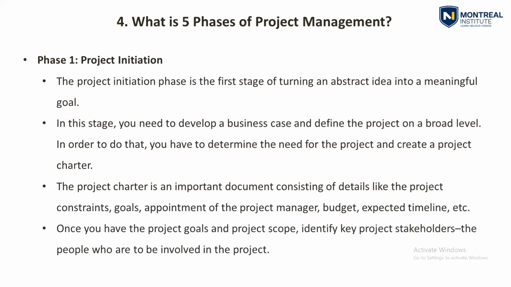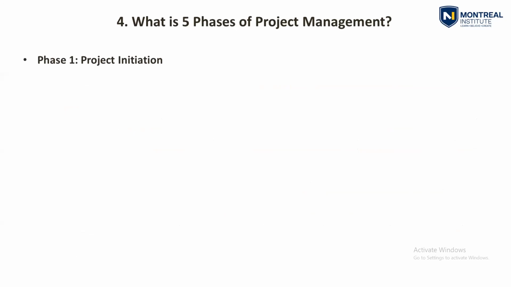Once you have the project goals and project scope, identify key project stakeholders, the people who are to be involved in the project. So when you set the goals for the project and define the scope, after that, the most important thing is to identify the stakeholders. So who will be involved in this project? You need to identify the stakeholders in the project initiation stage as well.